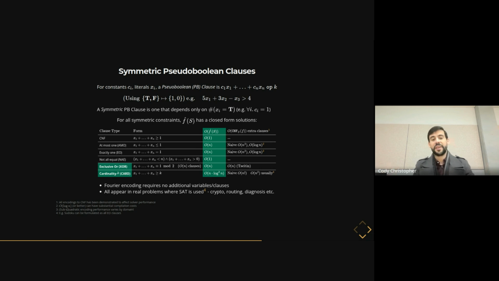And importantly, all of these also show up in real problems that we care about. Notably, XORs are all over the place in crypto. In terms of routing problems, there's the classical traveling salesman, or for those who are familiar, other sorts of decision problems: diagnostics, planning. You would natively want to use these clause types in these settings.